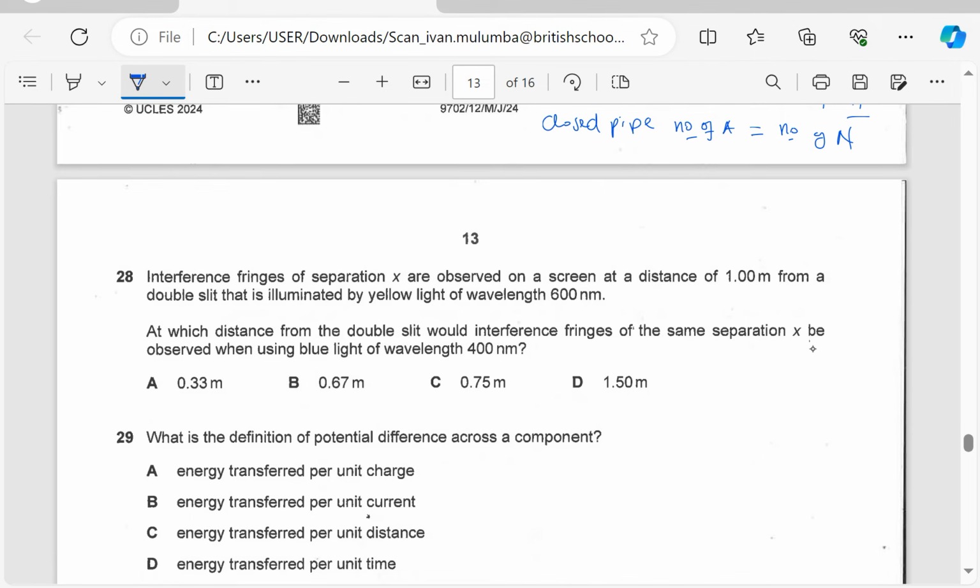Interference fringes of separation x are observed on a screen at a distance of 1 meter.